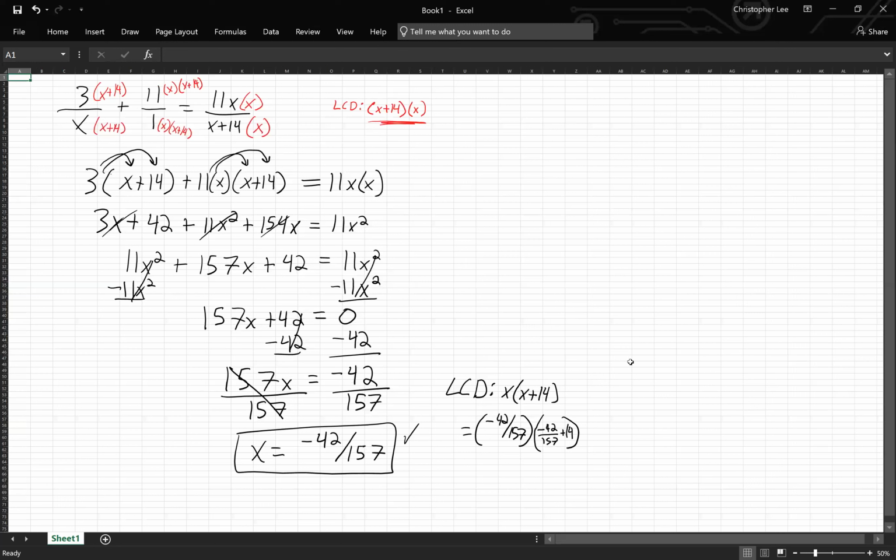Oh, it's follow the problem. This is the rational. 11x. Yeah. Once you see an equal sign, it's an equation. Go back up. I think you did the... No, this is the top right here.